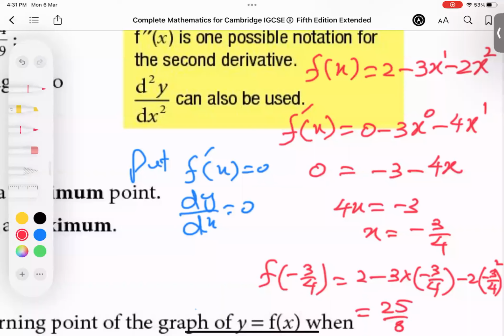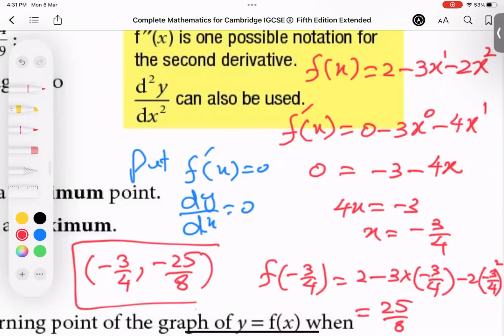If some student writes a decimal, as I said before, please better avoid decimals. But if you write a decimal, no problem at all, you will not lose any mark here. But anyway, this is my opinion. Let me check this: 2 plus 9 over 4 and minus 2 times 9 over 16. Correct. I hope all of you understood well what we have done here.